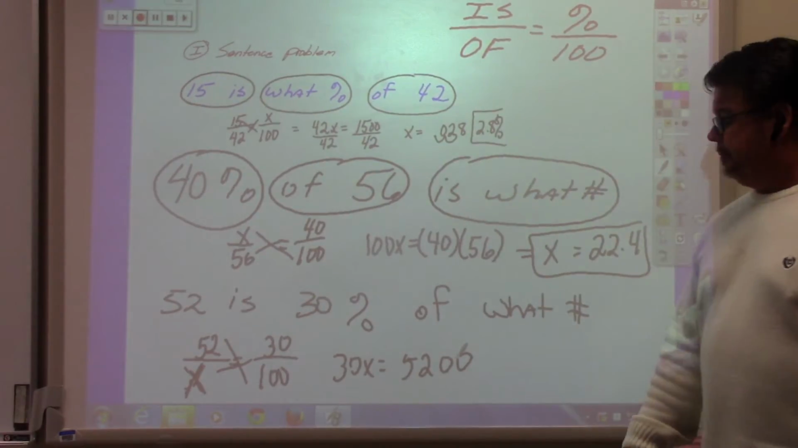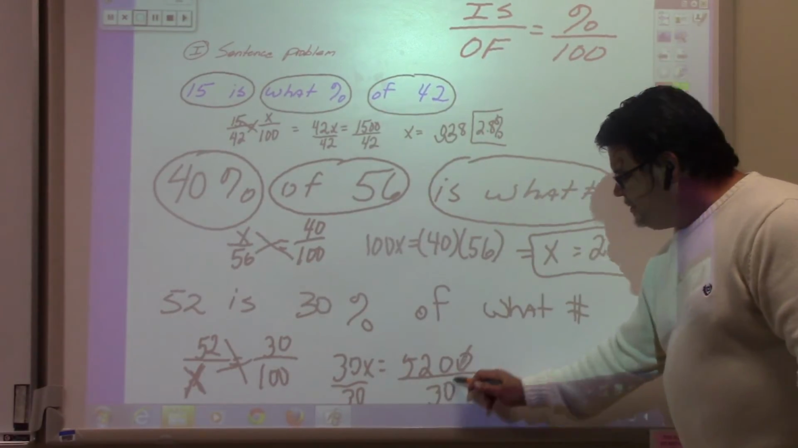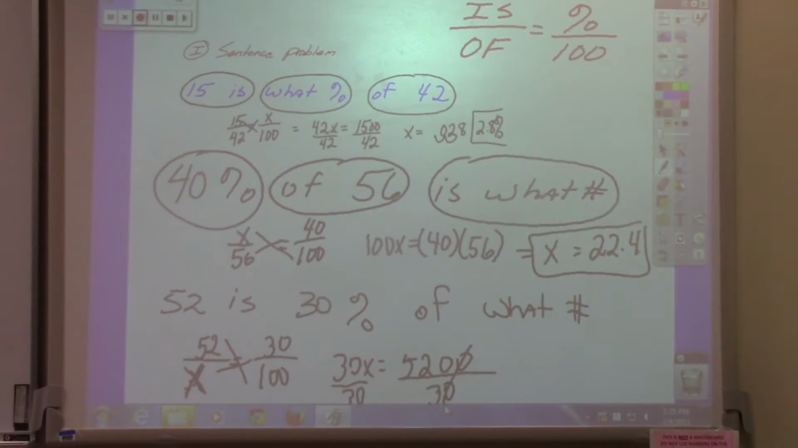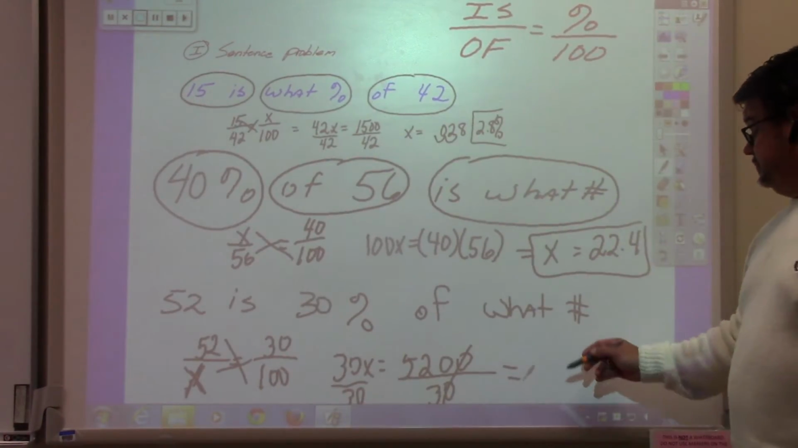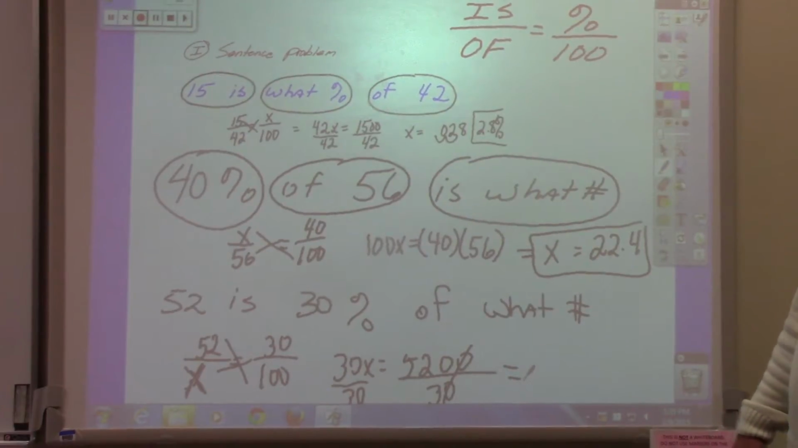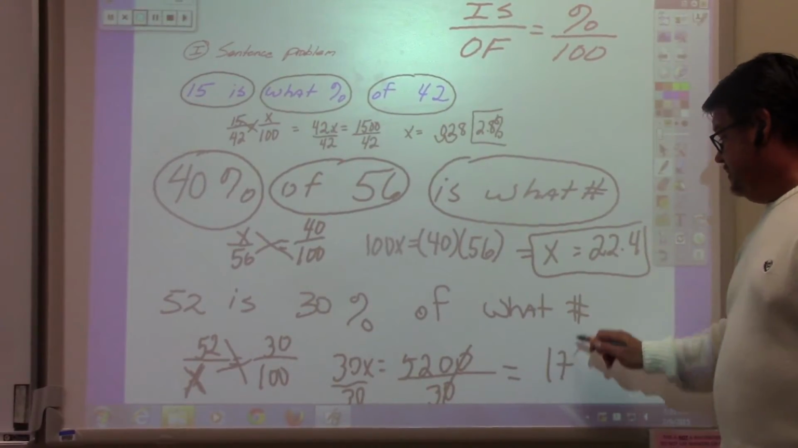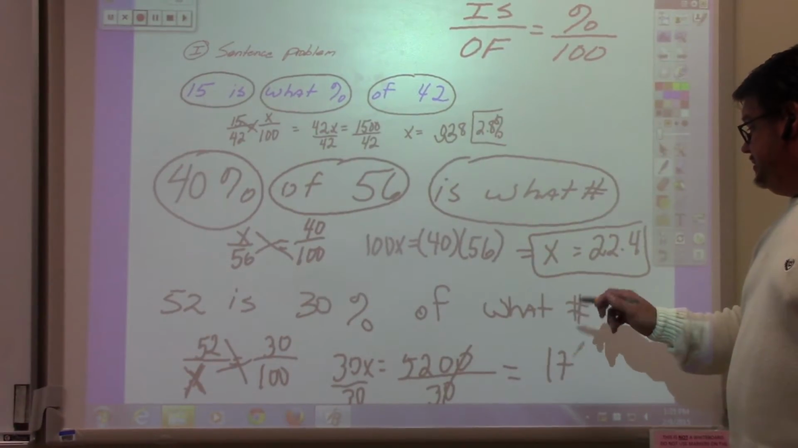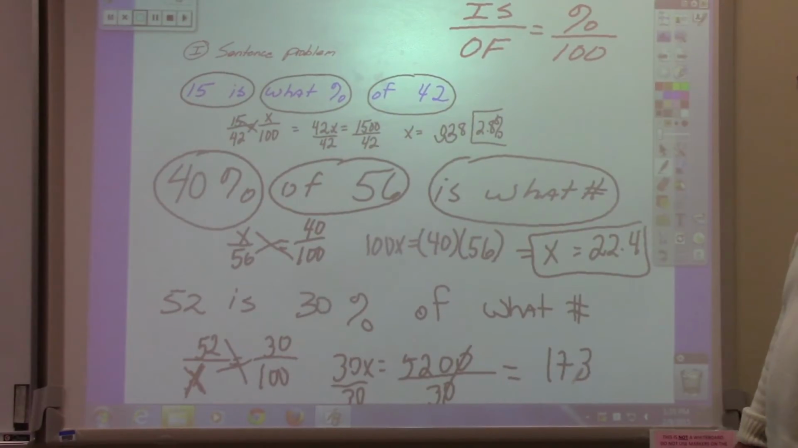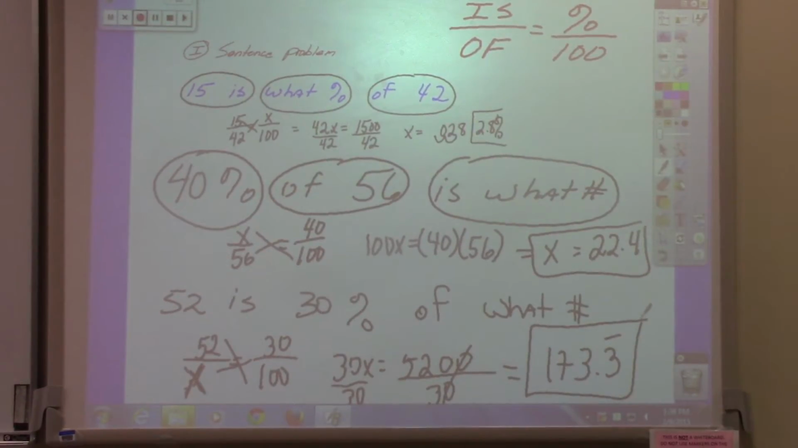You do not need a calculator, because what happens to the zeros when you divide 30 into 5,200? Two of the zeros cancel, and then you divide 3 into 52, then 16 is 48, and that'll leave 4. So 3 will go in there 1 time, 7 times, and then I want it to repeat. So 173.3. So 52 is 30% of 173.